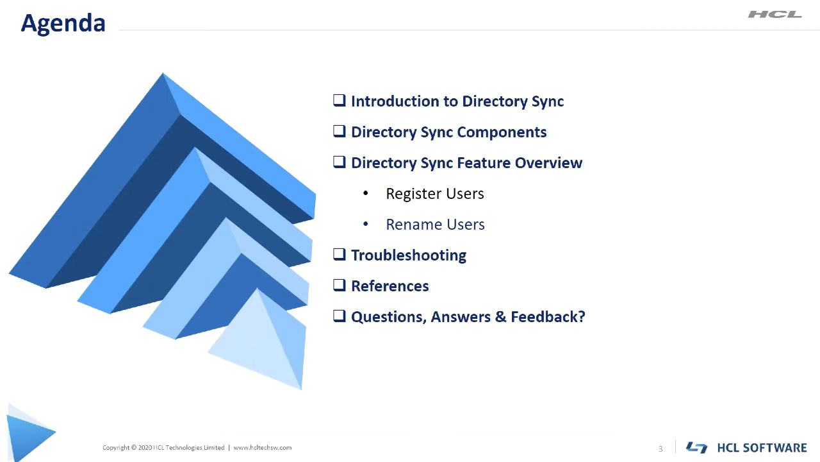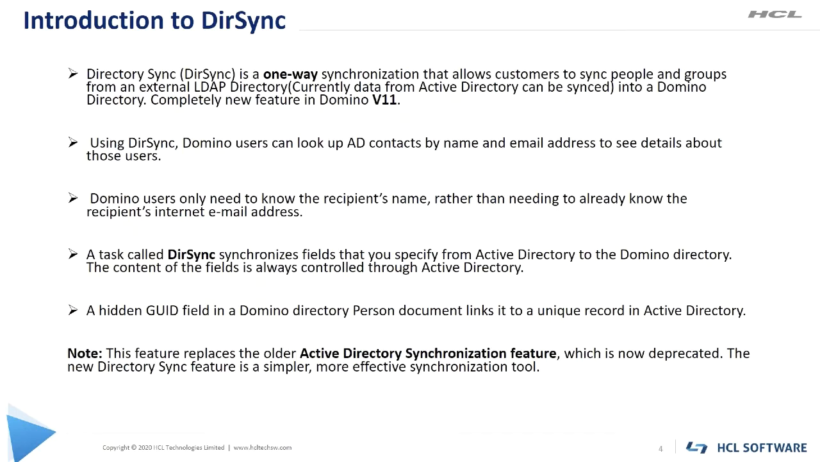Moving to the next slide. Directory sync, or in short DIRSync, is a new feature introduced in HCL Domino V11. This replaces the older Active Directory synchronization. The new DIRSync is simpler and more effective. DIRSync is a one-way synchronization that allows you to sync people and groups from an external directory. Currently, we support only data sync from Microsoft Active Directory to the HCL Domino directory.